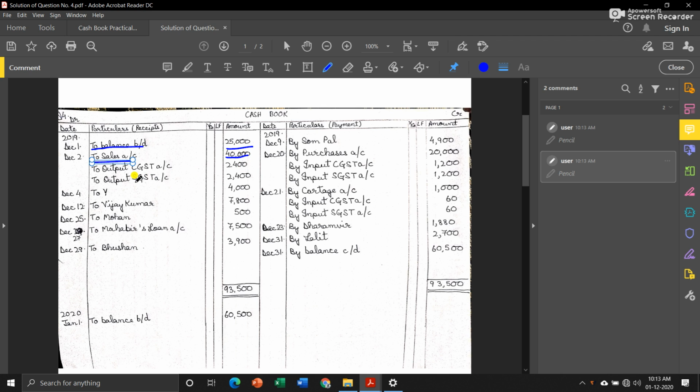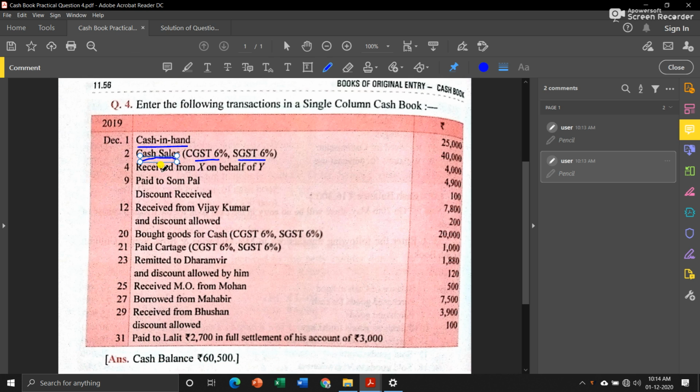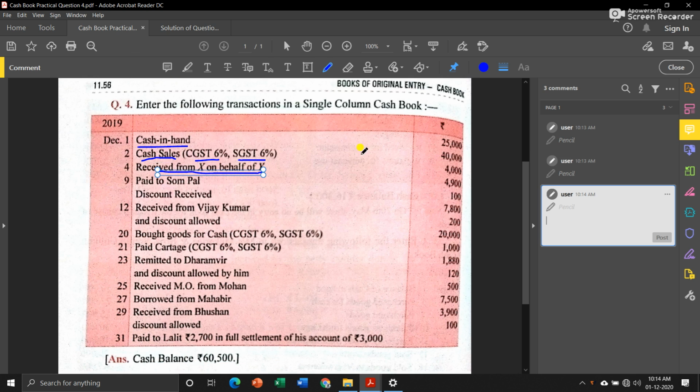Now when we look at this sales transaction, when we sell goods, we receive money from our customer as well as GST from our customer. So that means it is our receipt, and that is why we will record it on the receipt side. When we sell goods to a customer, these goods are going out from our business. So we will write "To output CGST account", 6% of 40,000 is 2,400, as well as "To output SGST account" 2,400.